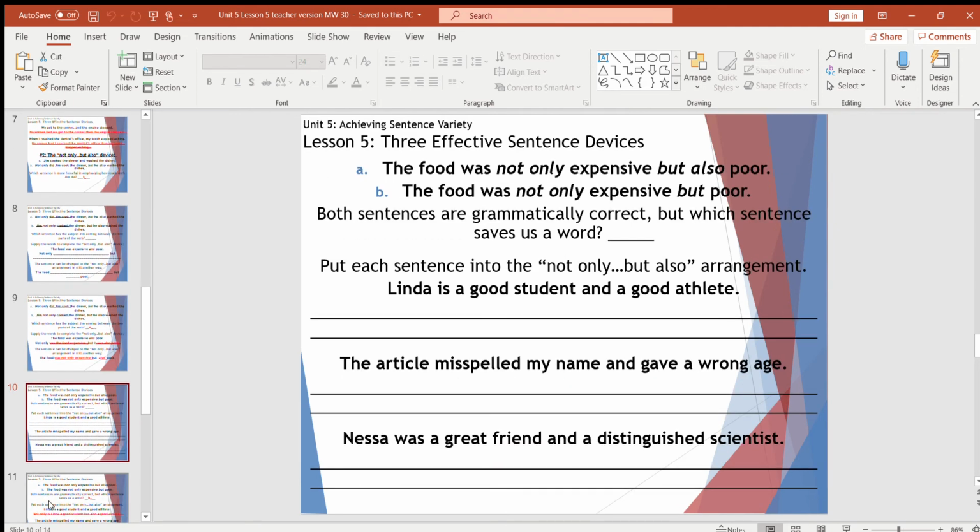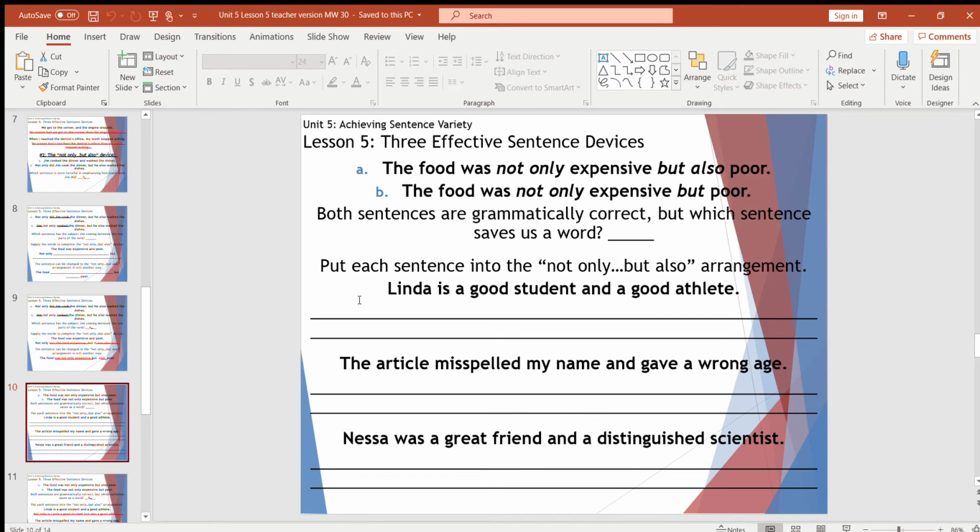Okay. So the food was not only expensive, but also poor. The food was not only expensive, but poor. So again, both sentences are grammatically wonderful, but which sentence saves us the word? That would be B, right? It took out the also bit.